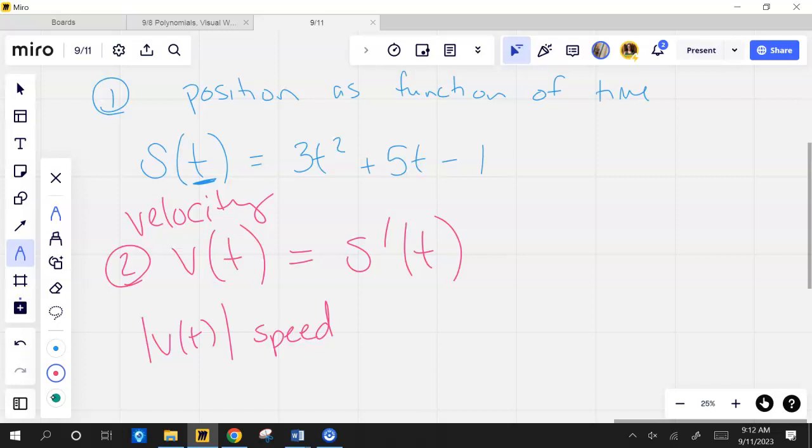So for this particular example, easy peasy, 6t plus 5 would be the equation for my velocity. So if my units were seconds for time, I could tell at 2 seconds exactly where he was and how fast he was going at that particular point in time, and whether he was going forwards or backwards. Does that make sense? That's the derivative of position.